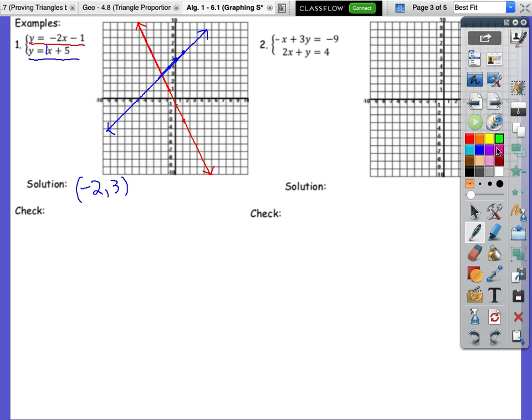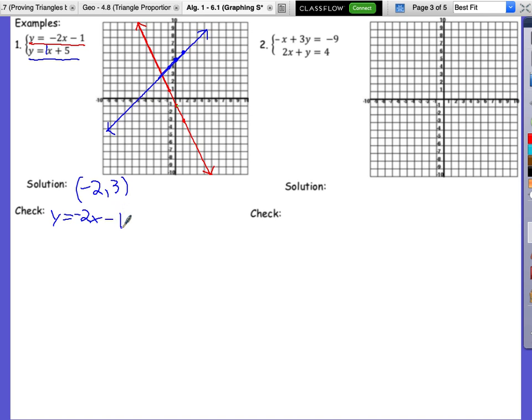And that's also why we do this next step. We do a step where we go through and check it. So to check it, we take this point and we plug it in. We say, hey, let's take the first equation, y equals negative 2x minus 1, and let's plug in negative 2 for x and 3 for y. And if this works out, then it's correct. And we'll look at what I mean by if it works out.